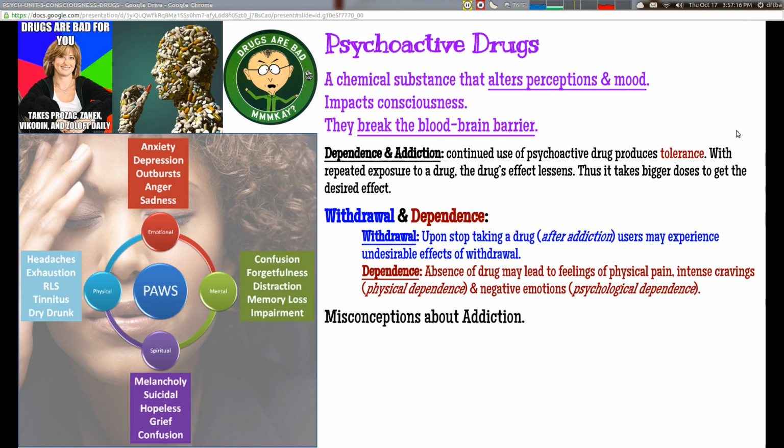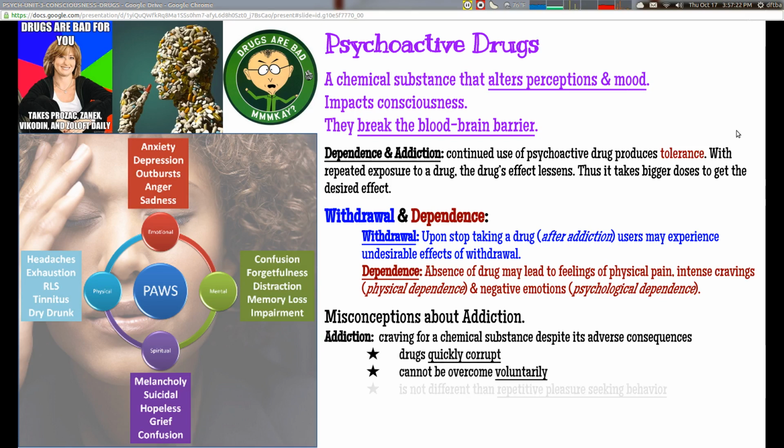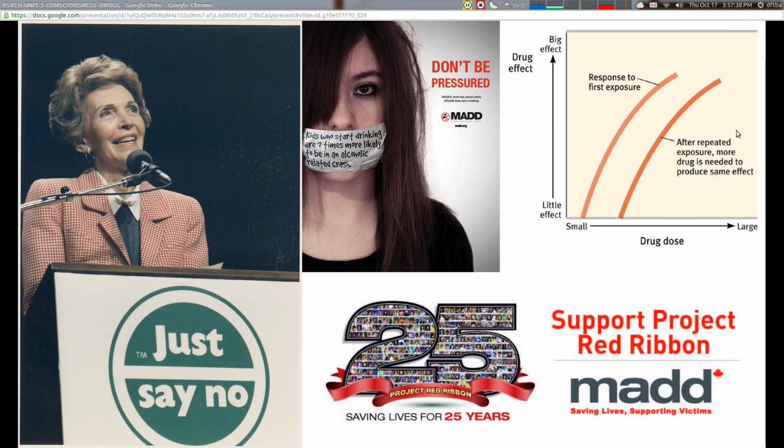So let's look at some misconceptions regarding addiction. It's a craving for a chemical substance despite the adverse effects. Drugs can quickly corrupt a person, and they cannot be overcome voluntarily once addiction sets in. It's no different than other types of behavior like gambling addictions, food addictions, and for some people even internet addiction.